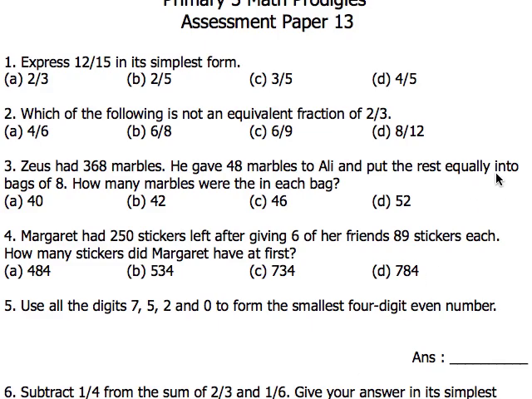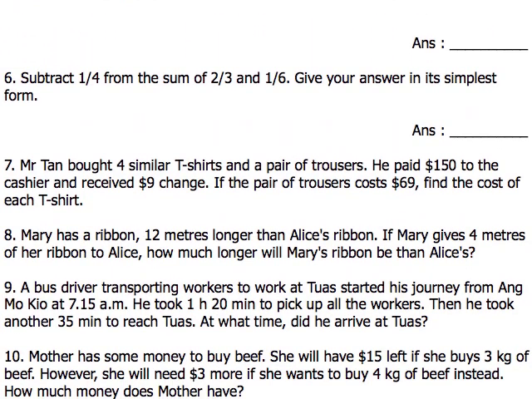And for question number 6, we are moving really fast here. Subtract 1/4 from the sum of 2/3 and 1/6. Give your answer in its simplest form. So there are 2 parts here. Subtract 1/4 from the sum of 2/3 and 1/6. Now, how do we do this? This one I need to go a bit slower.